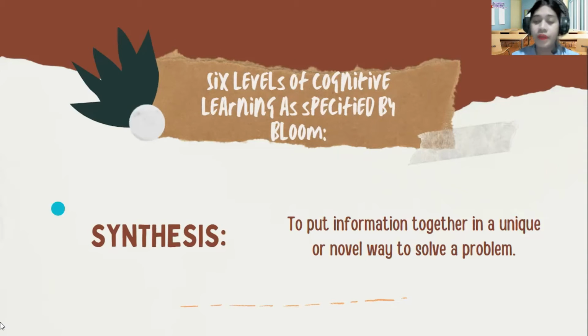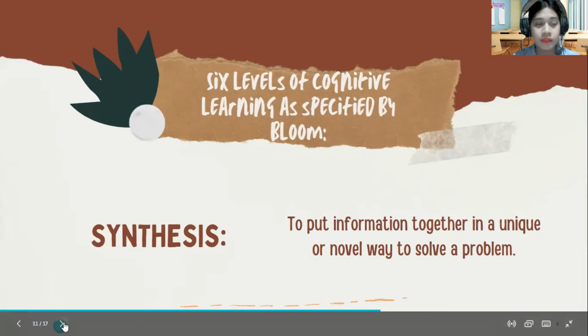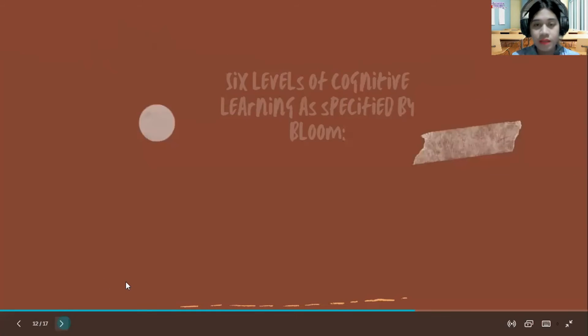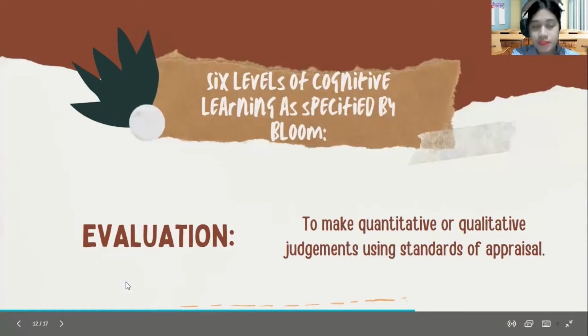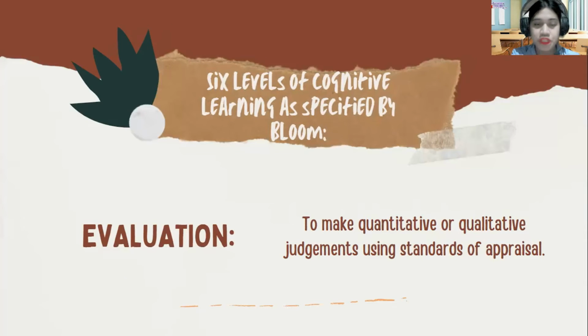Moving on to the next and last of the six levels of cognitive learning, the evaluation. It simply means to make quantitative or qualitative judgments using standards of appraisal. To explain further, it is assessed by presenting the students with a situation which includes both a problem and a solution to the problem, and have them justify or critique the solution.